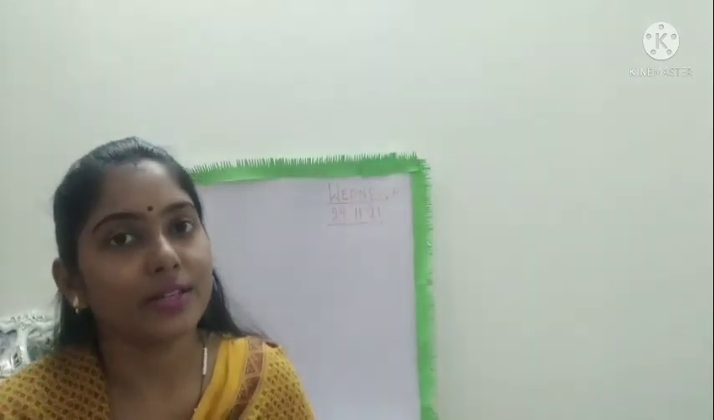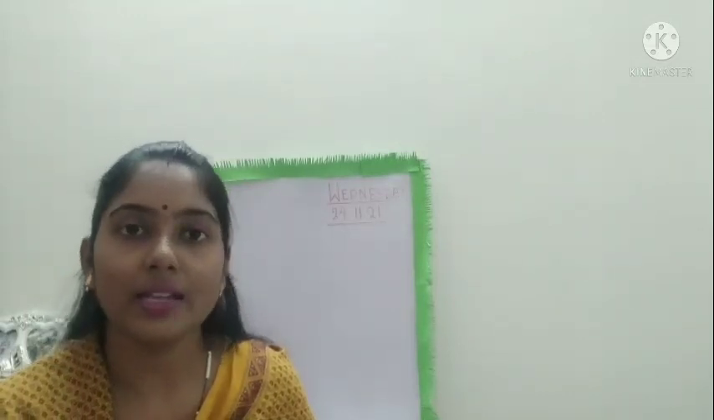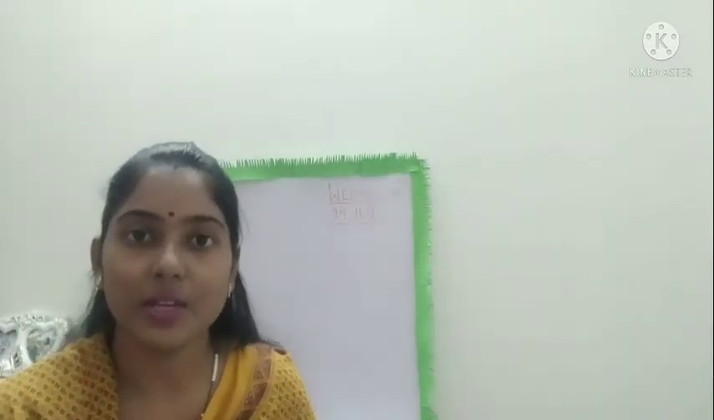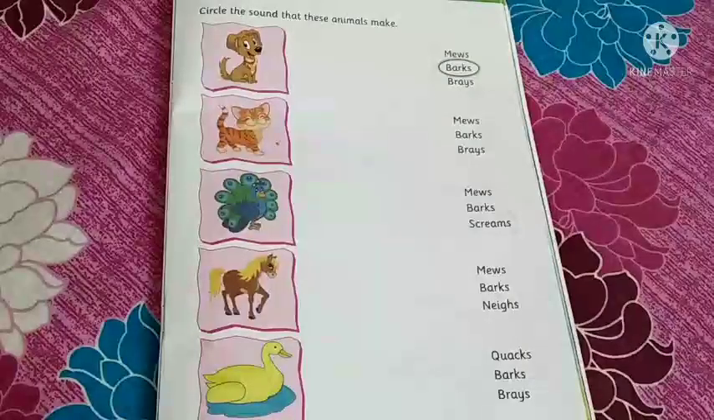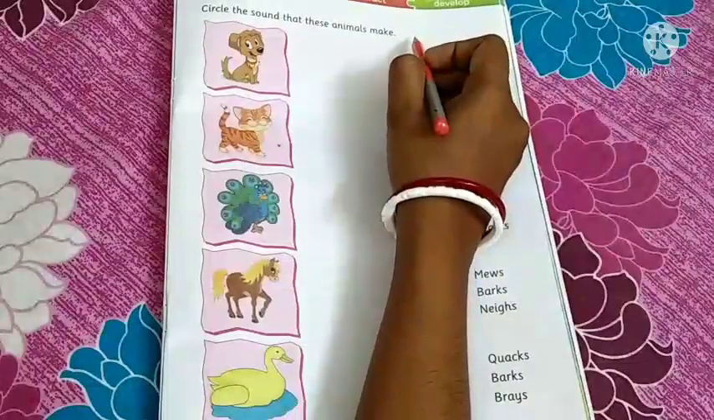So everyone get ready with your GK book and pencil. Take out page number 55. So children, are you ready? Hold your pencil and put CW and today's date on this page.